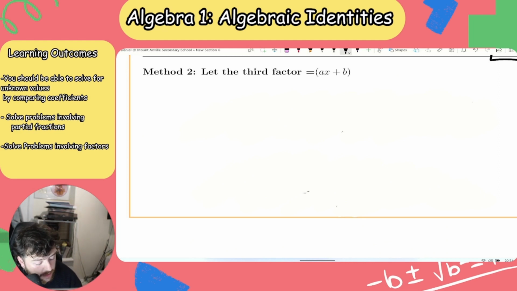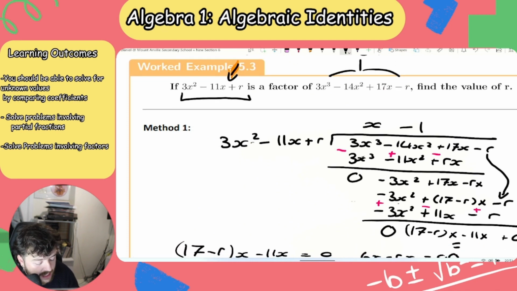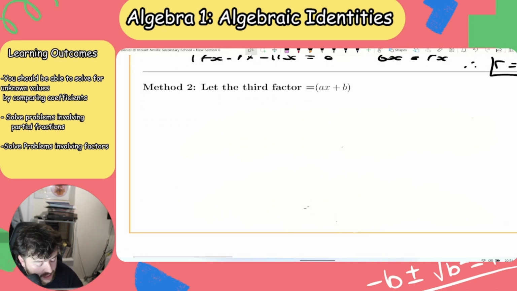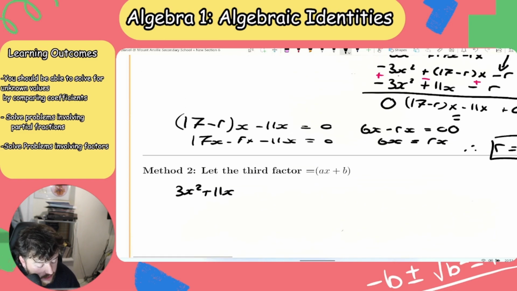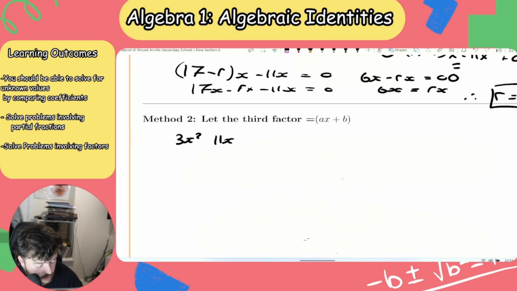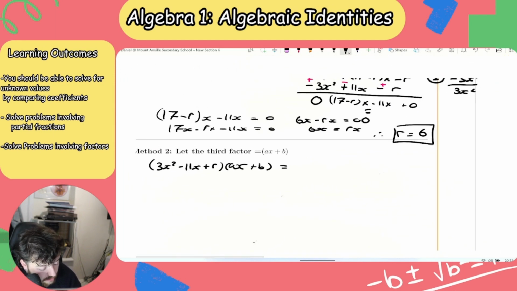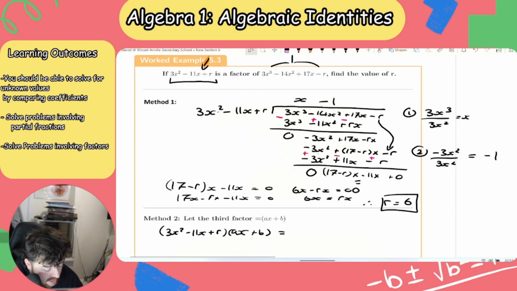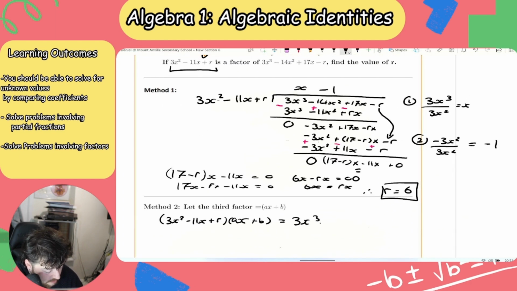So we're going to multiply now 3x squared minus 11x plus k by ax plus b. I'm going to multiply that by ax plus b. And then I'm going to equate the coefficients. Then my right hand side is 3x cubed minus 14x squared plus 17x minus k.